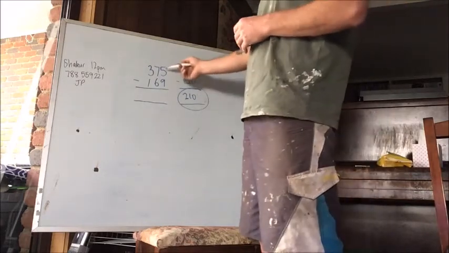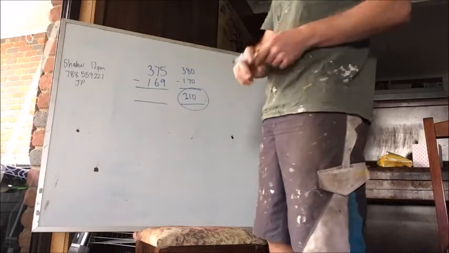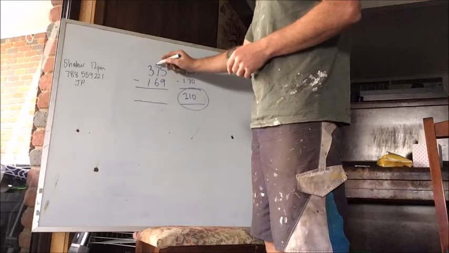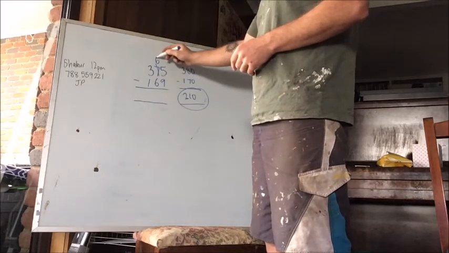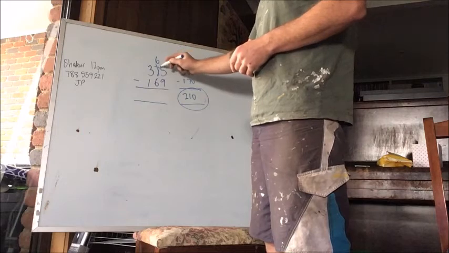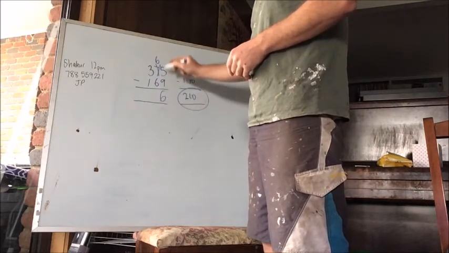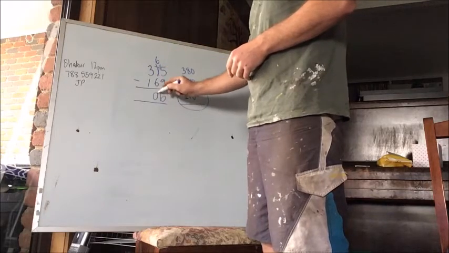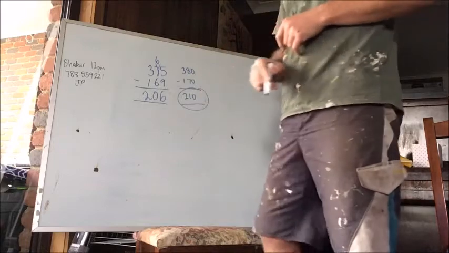Okay, so we go 5 take away 9. 5 cannot take away 9. So what do I need? I need to go next door. So I've got 6 there now because I've borrowed 1. This now becomes a 15. 15 take away 9. That is 6. 6 take away 6. 0. 3 take away 1 is 2.